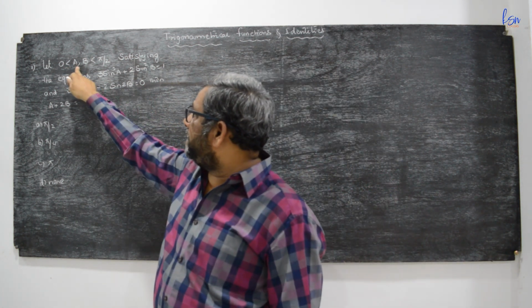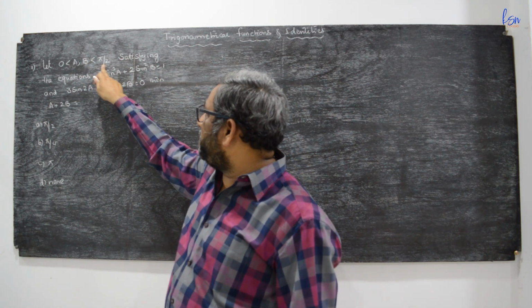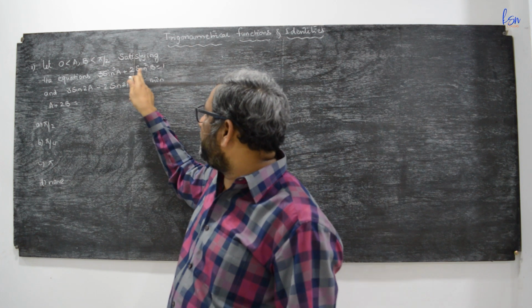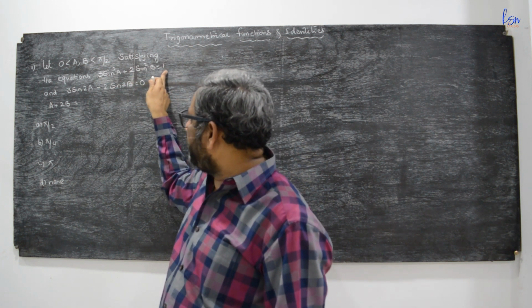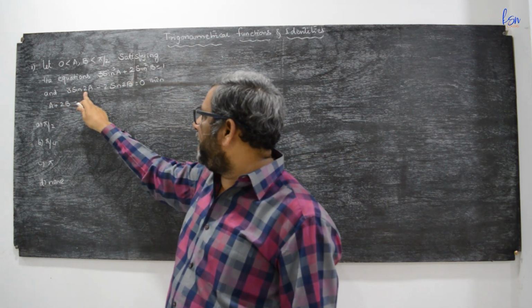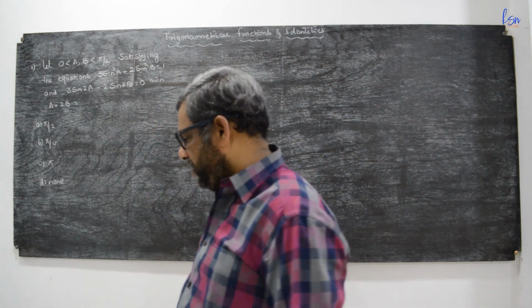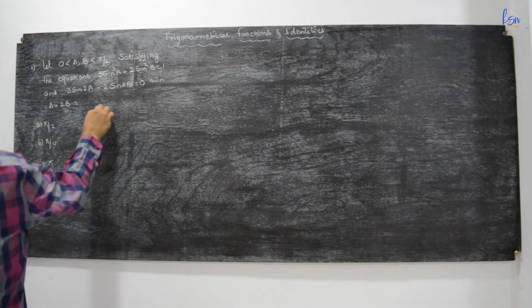Let 0 less than a, b less than pi by 2 satisfying the equations 3 sin square a plus 2 sin square b equal to 1 and 3 sin 2a minus 2 sin 2b equal to 0, then a plus 2b equal to. Now the solution.